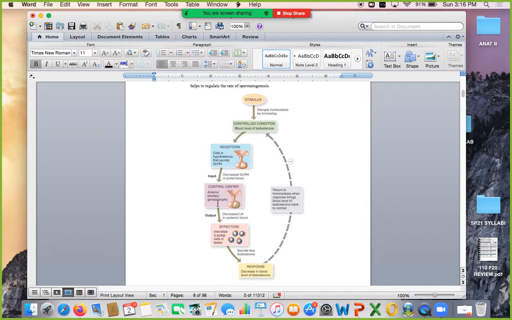which means that we're going to then end up with less LH in our systemic blood, which is going to affect the Leydig cells to secrete less testosterone. So that means that we're going to have a reduction in blood testosterone, which means that we're going to stop the inhibition of GnRH and turn it back on.